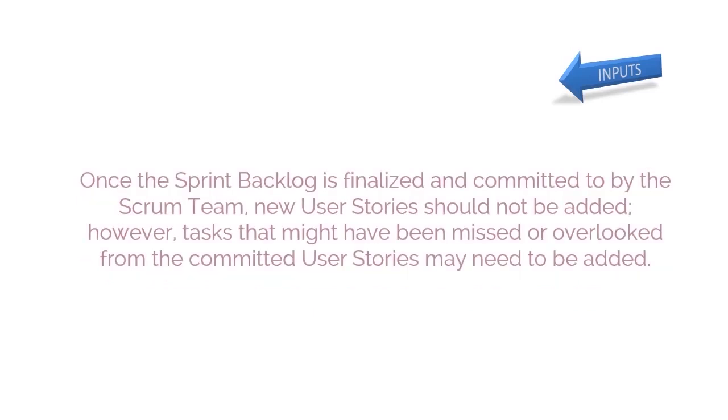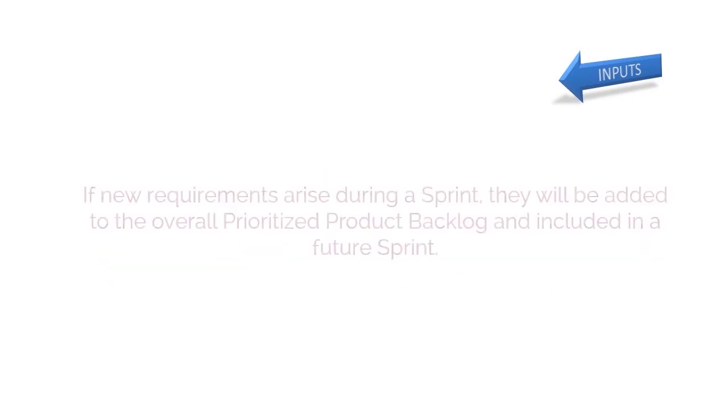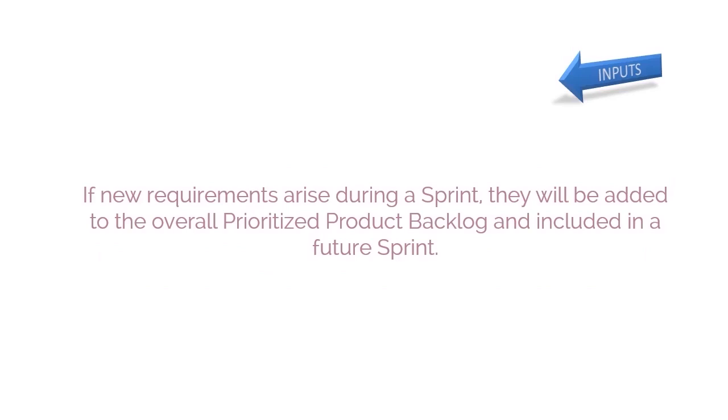Once the Sprint Backlog is finalized and committed to by the Scrum team, new user stories should not be added. However, tasks that might have been missed or overlooked from the committed user stories may need to be added. If new requirements arise during a sprint, they will be added to the overall prioritized product backlog and included in a future sprint.